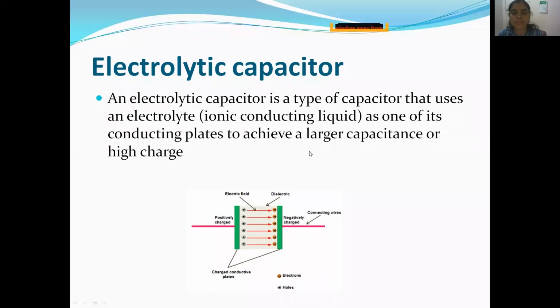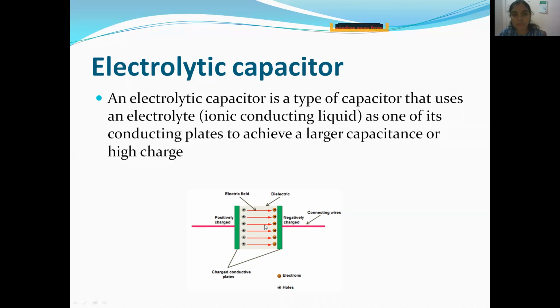A capacitor is an electronic device that stores the electric charge. It consists of two conductive plates. Here, two conductive plates are separated by insulating material called dielectric. Different types of insulating material are used for constructing the dielectric based on the usage.